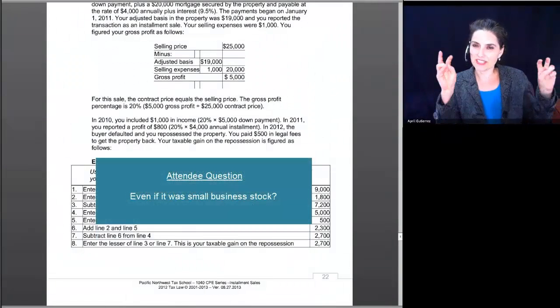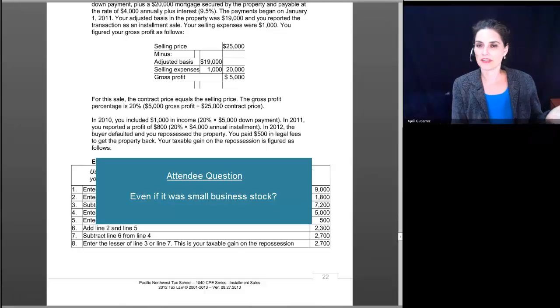And then small business stock per se, that is typically in a C corporation. So an S corporation stock is not per se small business stock.